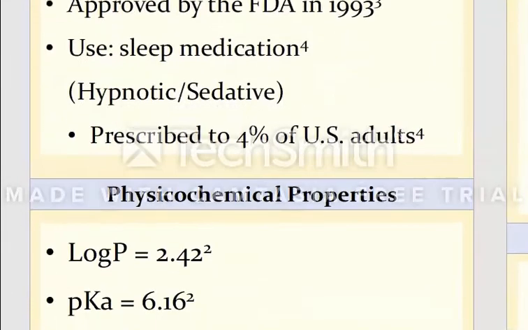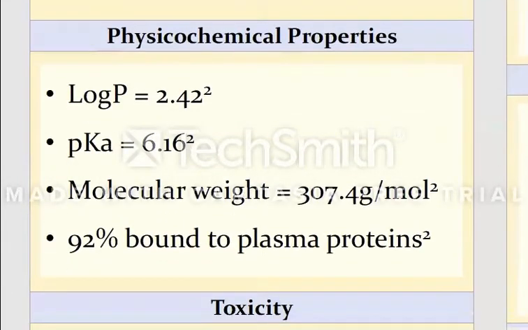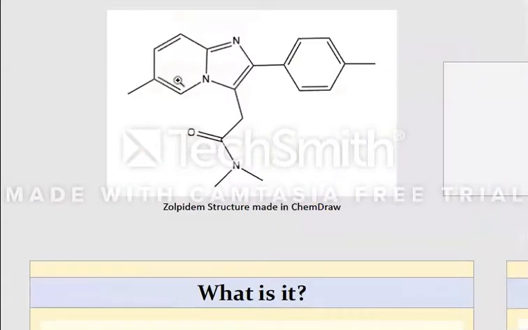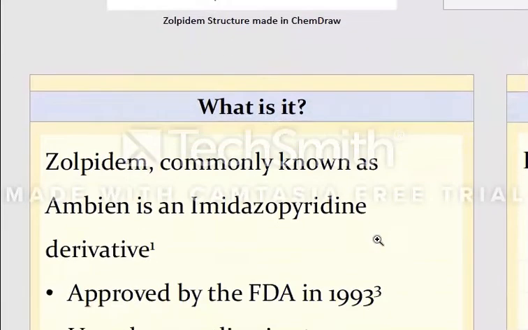So now looking at the physiochemical properties, we see that it has a log P of 2.42. It has a pKa of 6.16. It has a molecular weight of 307.4 grams per mole, and it is about 92% bound to plasma proteins. Up here, we have the Zolpidem structure, which I made in ChemDraw.